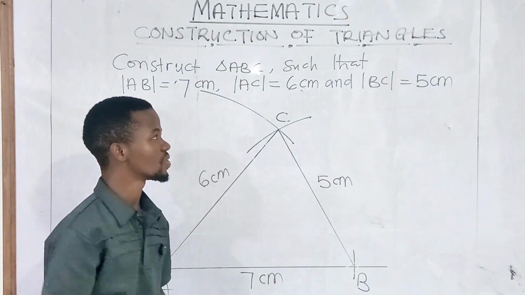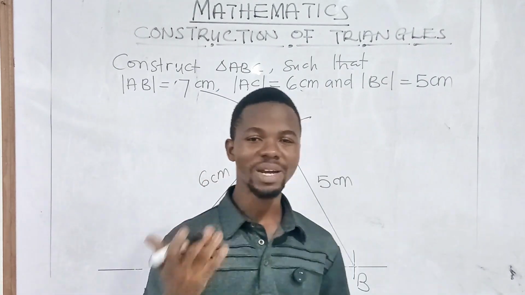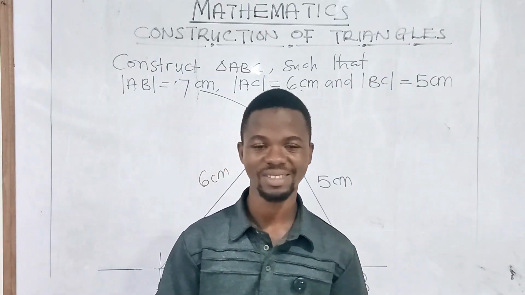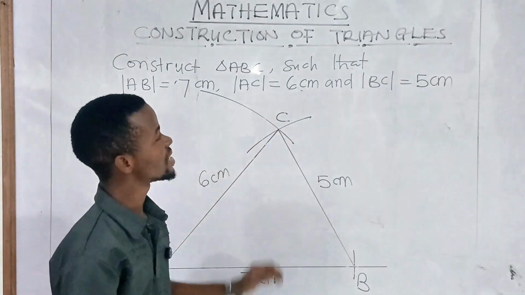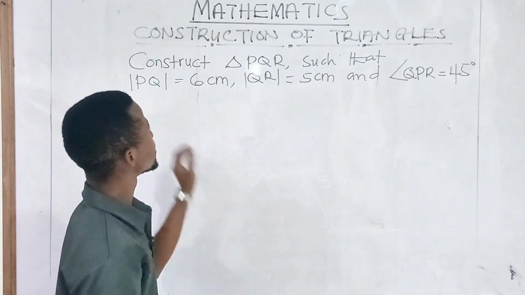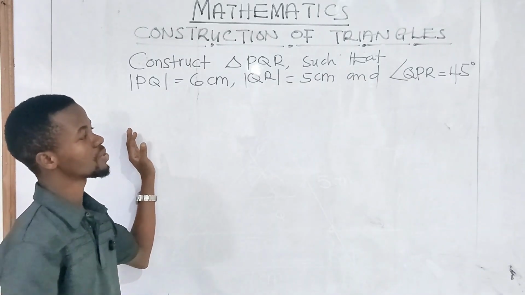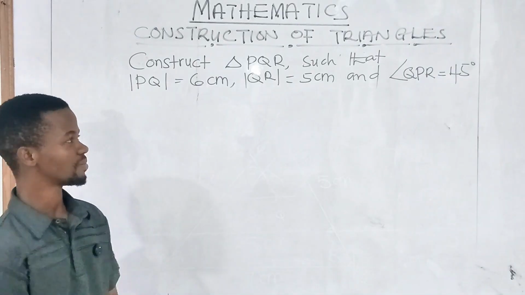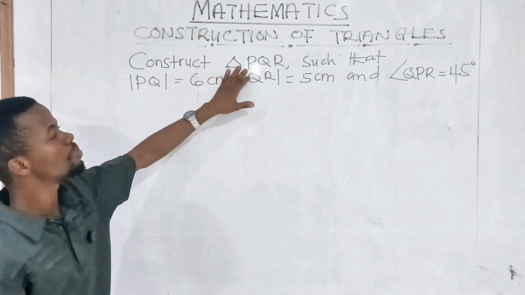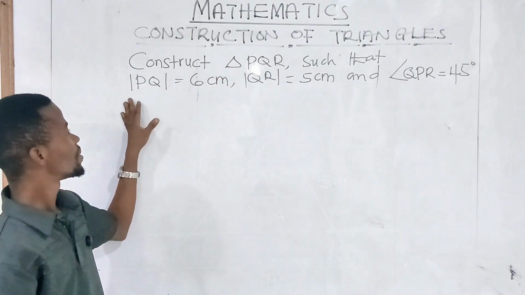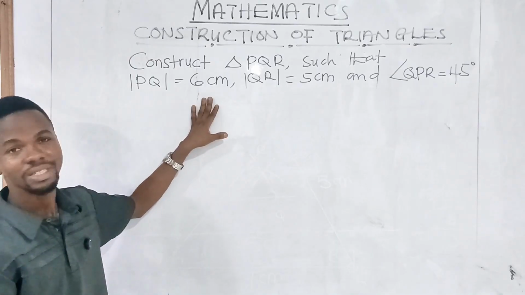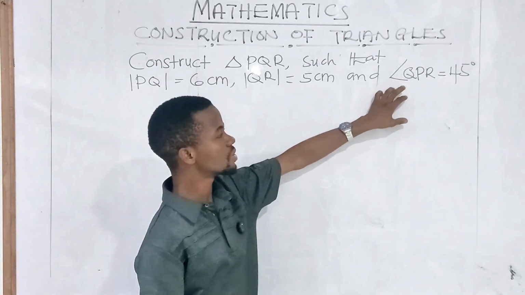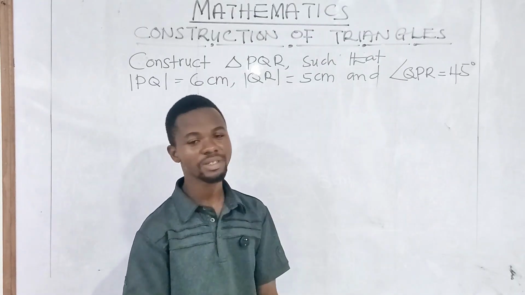Now we look at constructing a triangle when one angle is given and two sides are also given. So let's look at that example. This is a question to help us construct triangles when an angle and two sides are given. So the question is construct triangle PQR such that magnitude of PQ is 6 centimeters, magnitude of QR is 5 centimeters, and angle QPR is 45 degrees.